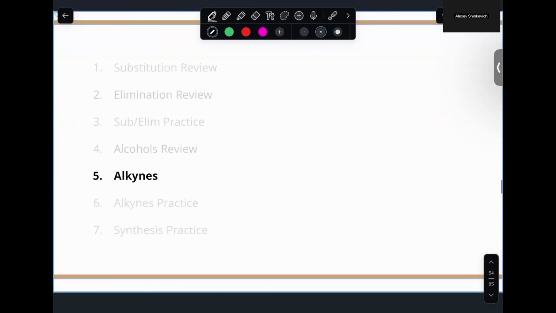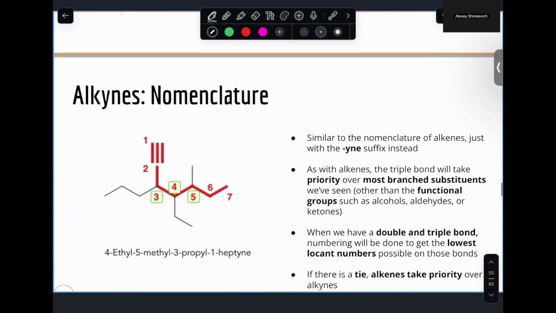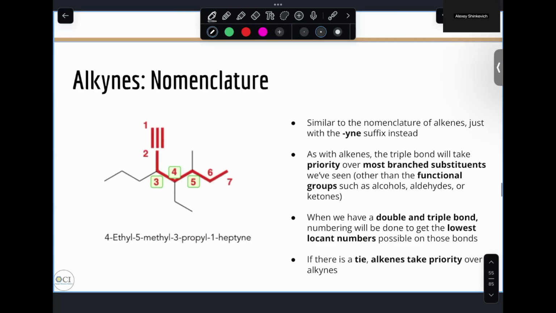I'm gonna go over alkynes. These are pretty similar to alkenes. It's just another bond. So we're gonna start out with nomenclature. It's been a while since we've done nomenclature. So for alkynes, it's pretty much the same as alkenes. You just add YNE on the end. So like here we have heptane. We're gonna make that heptyne.